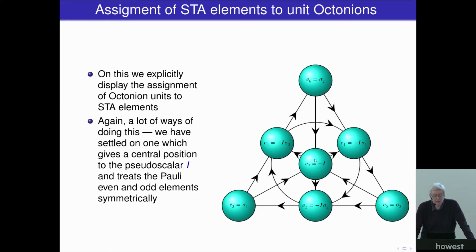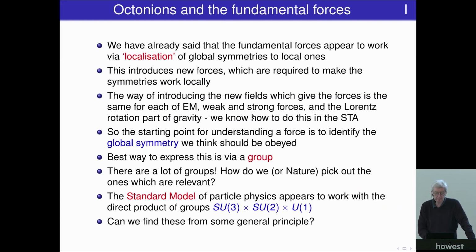Now, how do we assign these to STA elements? Well, I've done it here in such a way that the pseudoscalar, which I feel is distinguished, is in the middle here at E7, and then the midpoints are the I sigma 1, I sigma 2, I sigma 3, and the ones out here are the sigmas. So that's how I've chosen to set up the correspondence with the STA.